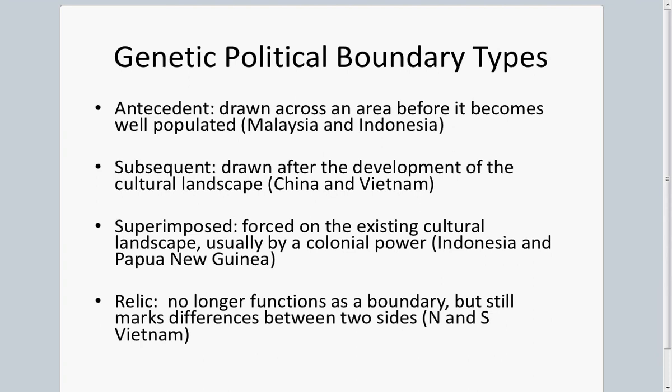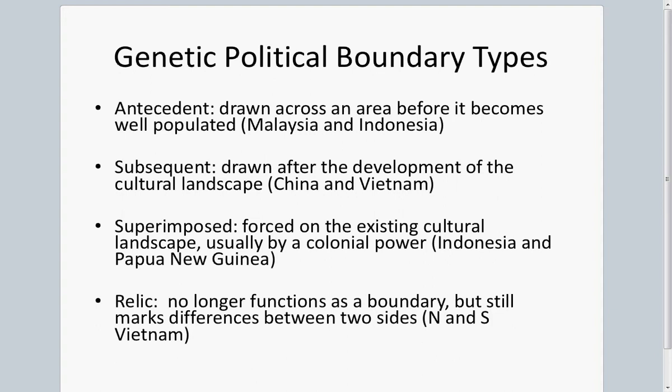Today in class we covered some information that's not in your textbook. I thought I would make a little video to help you understand the information regarding boundaries. First, we talked about the genetic political boundary types. This is talking about how a boundary was formed, what its function is, and what its purpose is.